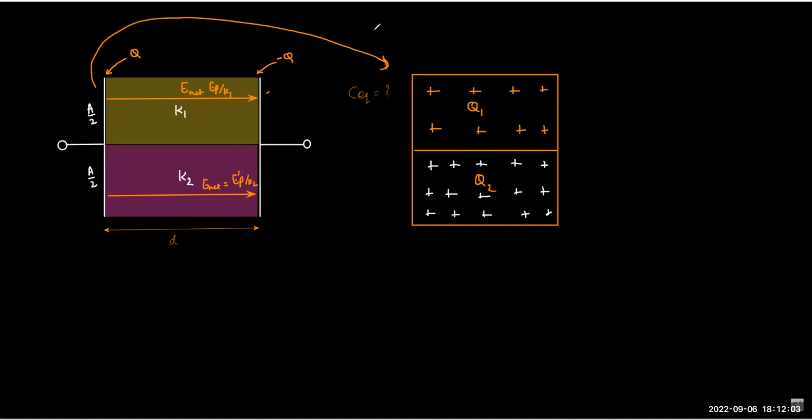So the total charge, which you gave as Q, will divide itself in the fashion like Q1 and Q2, such that this part will create a field EP and this part will create a field EP dash. But the net value, which is EP by K1, must be the same as EP dash by K2. So the rule is simple. The potential difference will be E net into D between the two plates, right?